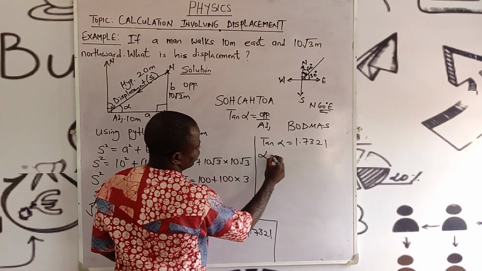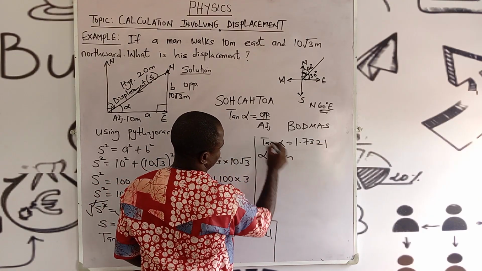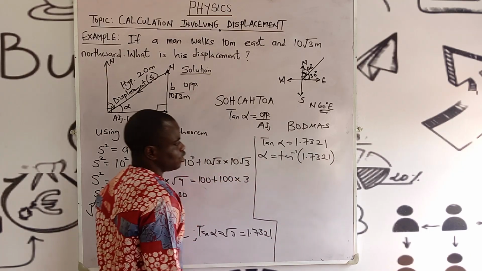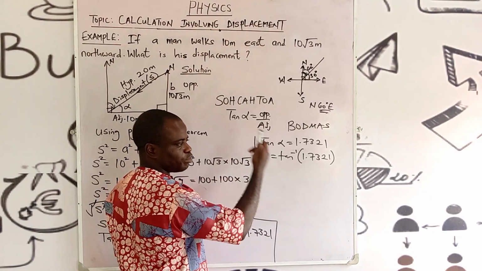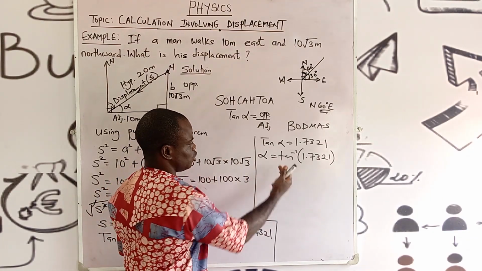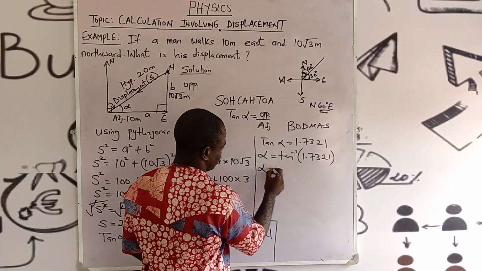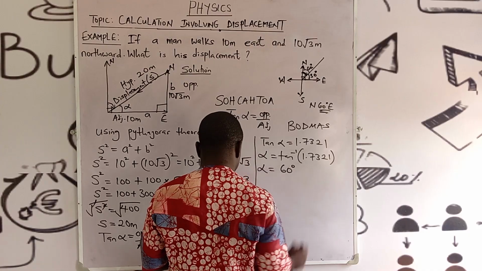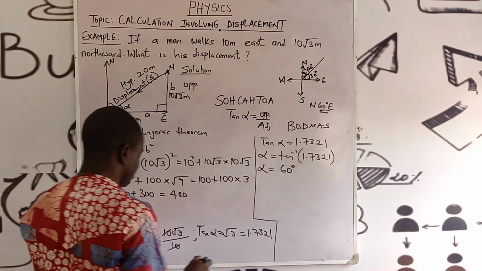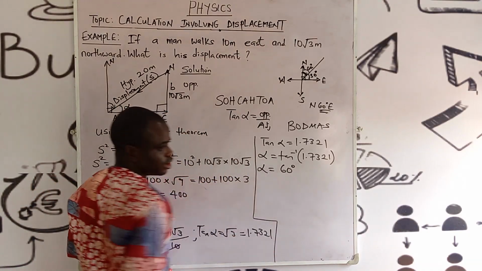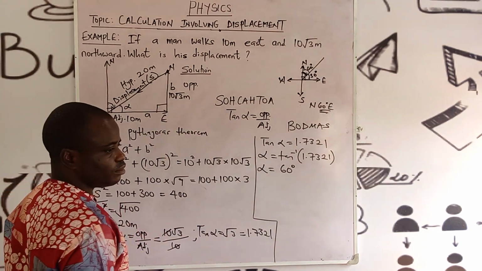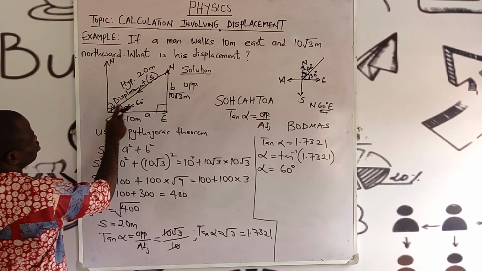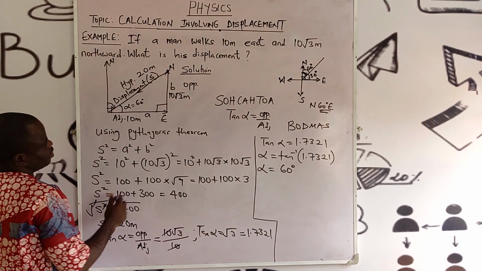Alpha equals tan inverse of 1.7321. When you are pressing your calculator, press the second function and then tan to give you tan inverse. Alpha now is 60 degrees. Some students make the mistake of putting this 60 degrees as the direction, which is very wrong. This alpha now is 60 degrees, and you subtract it from 90, the total.